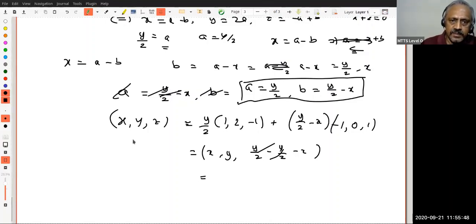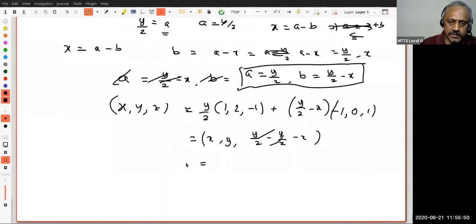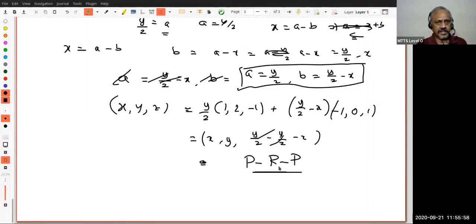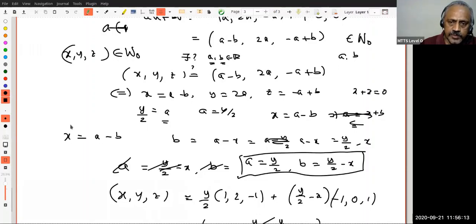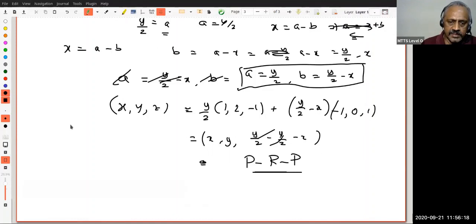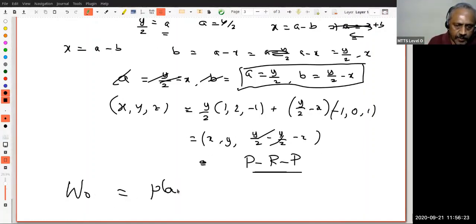You follow that? Please go slow if you are confused, because many times with a theoretical approach, in a concrete situation many students do not know how to go about it. That's why I'm working out a very concrete, simple example, which will allow you to do that. Now you saw that if x, y, z has to be there, there is some kind of a relation. Now I want to understand this. I claim this W naught is a plane passing through the origin.